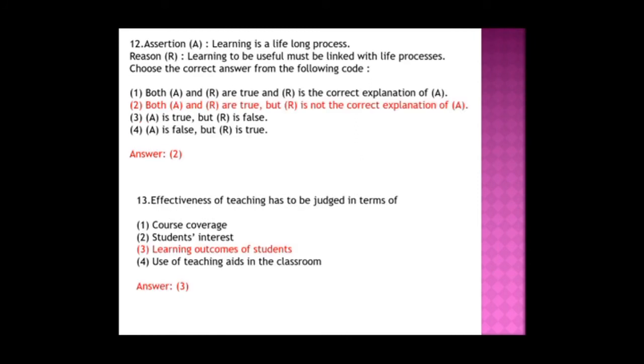And the 12th question is also an assertion and reason question. Here the assertion is, learning is a lifelong process, and the reason is, learning to be useful must be linked with the life process. And here the answer is both A and R are true, right? Learning is a lifelong process, that is right. Learning to be useful must be linked with the life process, that's also right. But here R is not the correct explanation of A. So that's why the second one is the answer.